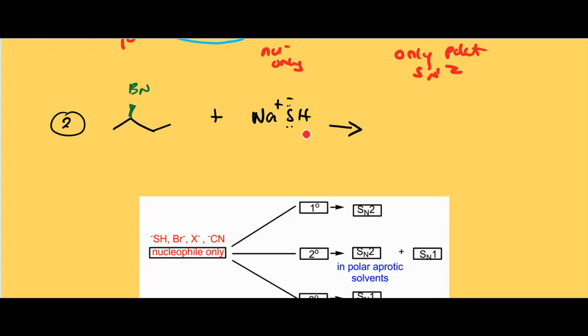Its stereochemistry is defined. Since it's nucleophile only, I'm predicting Sn2. This is a secondary substrate. The carbon is bonded to two other carbons. So backside attack for Sn2 according to the rules, leading to inversion of configuration. So the SH ends up with the opposite bond. This is a wedge, that's a hashed wedge.